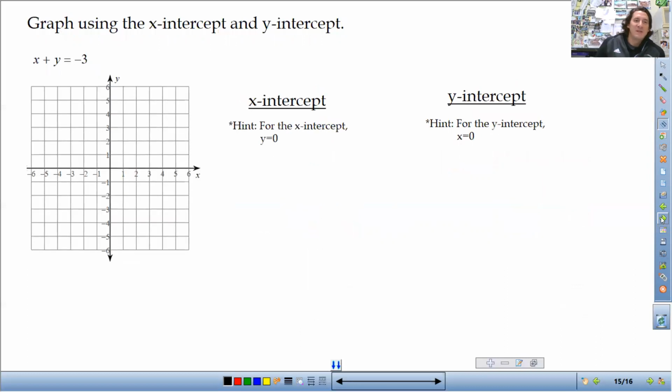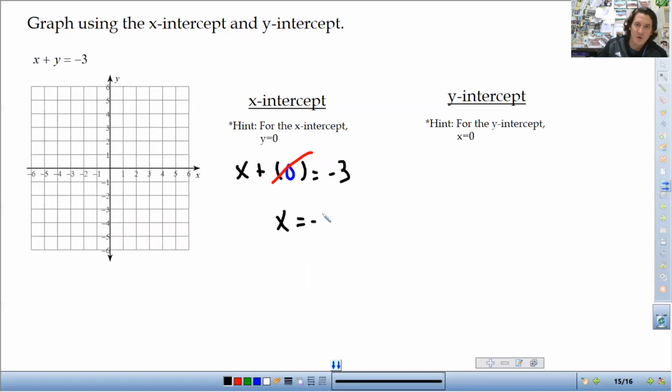So x plus y is equal to negative 3. This one's actually going to be pretty quick. To find the x-intercept, make y 0. So it's going to be x plus, change the y to a 0, is equal to negative 3. Since y is 0, I can just cross that out, and I get x is equal to negative 3.